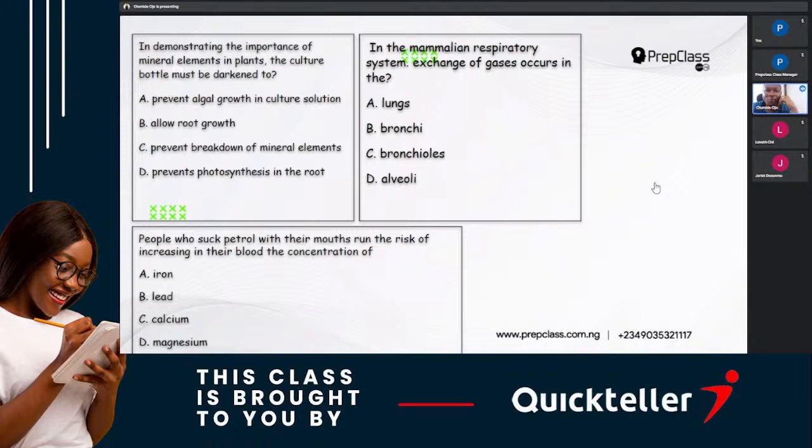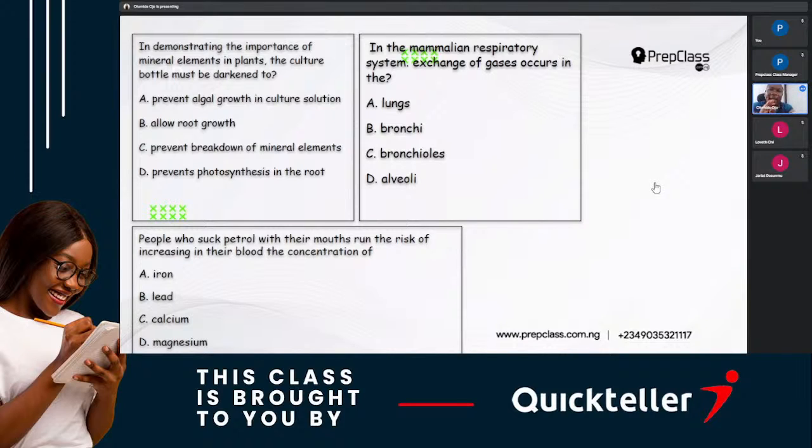Number 3. In demonstrating the importance of mineral elements in plants, the culture bottle must be darkened to. Now, what do we call a culture bottle? When you want to do experiments in biology, we always have a bottle that we put our experiment inside, what we want to use inside. Those things that we want to use are called culture. Culture can be just ordinary water that you have left for a long time. It can be your food that already spoiled for a long time. It can be many things.